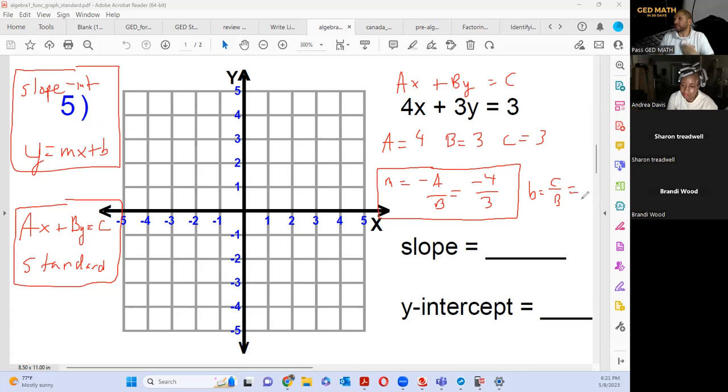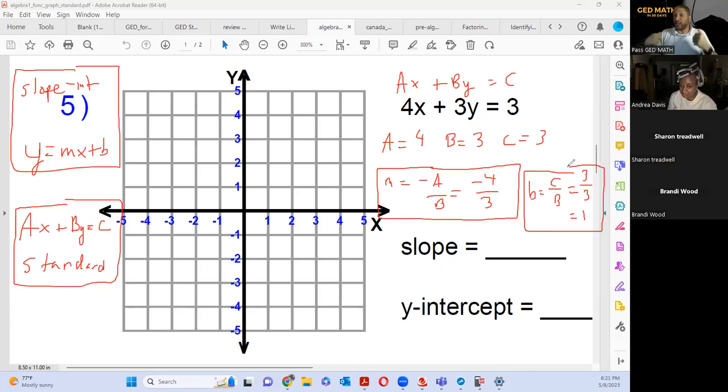What's c? c is 3. And b is also what? 3. 3 over 3 is what? 1. So now I know my y-intercept. Now we're going backwards. Before, we had the graph, and we identified the y-intercept, and then from two points we identified the slope, and then we identified the equation of the line. Now they gave us the equation of the line, and we have to graph it.